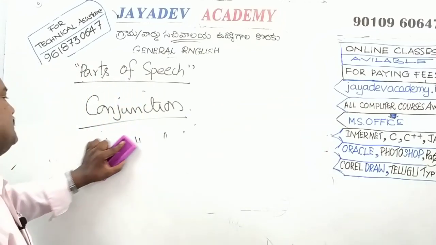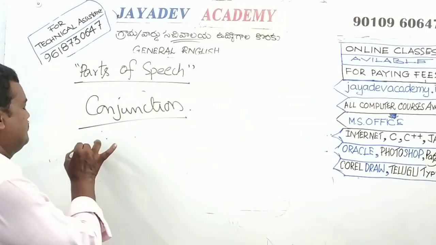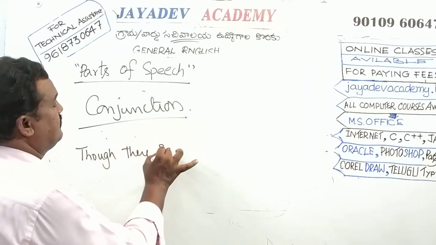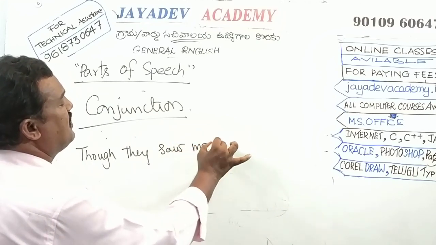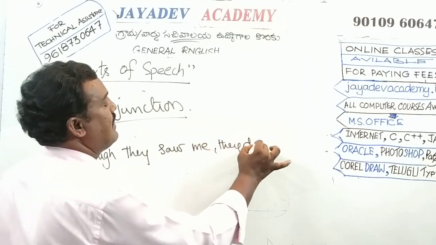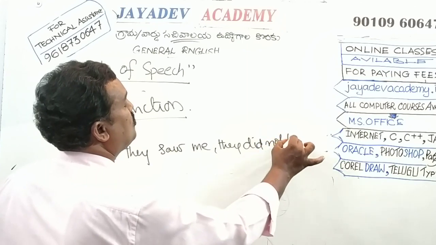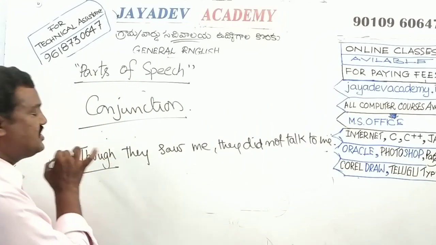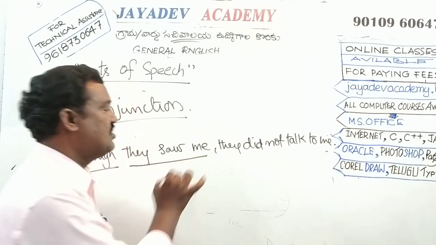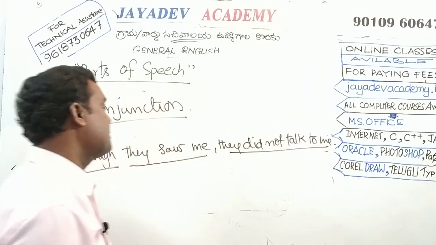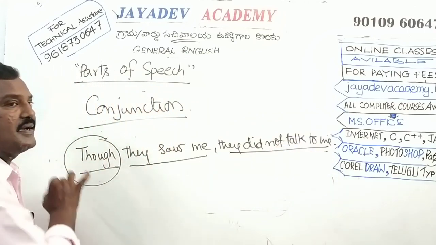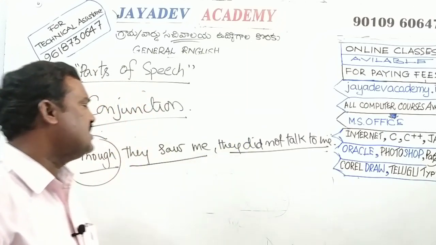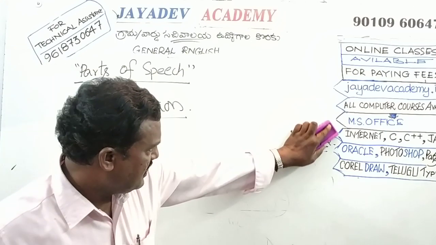Next one, two clauses. Though they saw me, they did not talk to me. For example, here though is a conjunction. Here they saw me is one clause, they did not talk to me is another clause. Two clauses are joined by the conjunction though here. So though is also a conjunction that can join two clauses together. Next one.